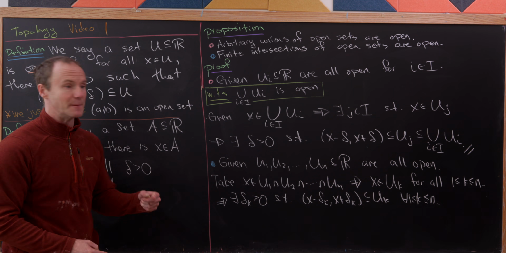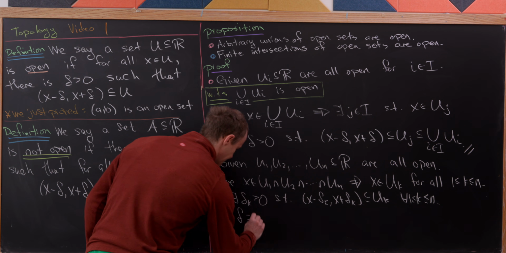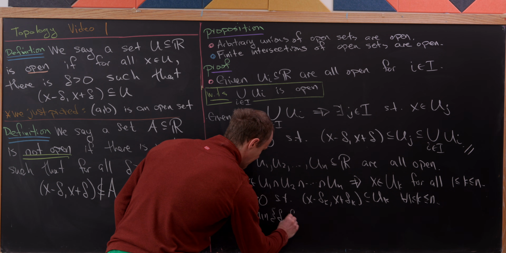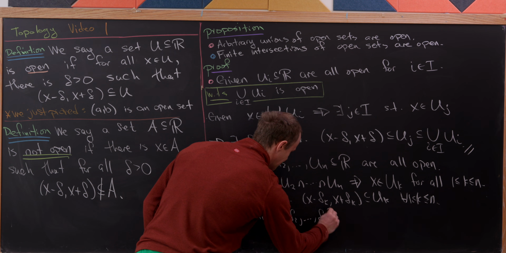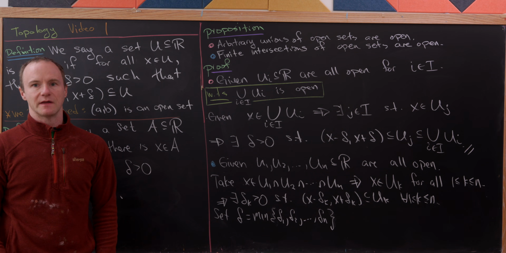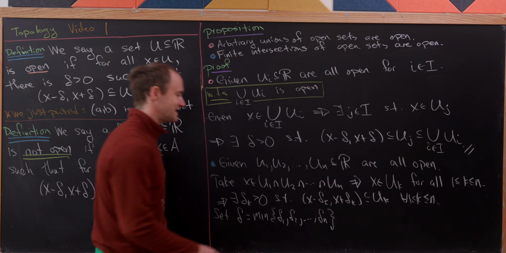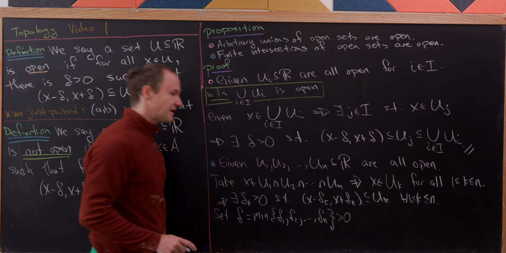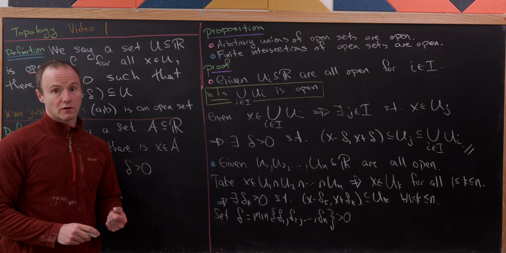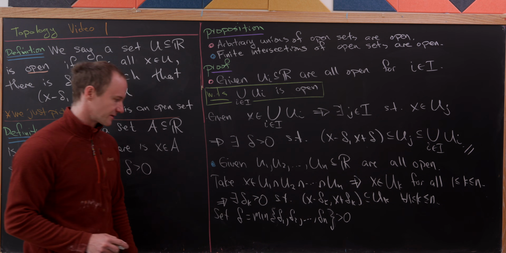And the way to do that is with the minimum. So let's set delta naught equal to the minimum of delta 1, delta 2, all the way up to delta n. And observe that since we've got a finite number of things we're taking the minimum of, the minimum makes sense and it's bigger than 0. If it were infinite, then the minimum wouldn't make sense, and in fact we would look for a greatest lower bound, and that might actually be equal to 0. That's why we need the finiteness condition here.